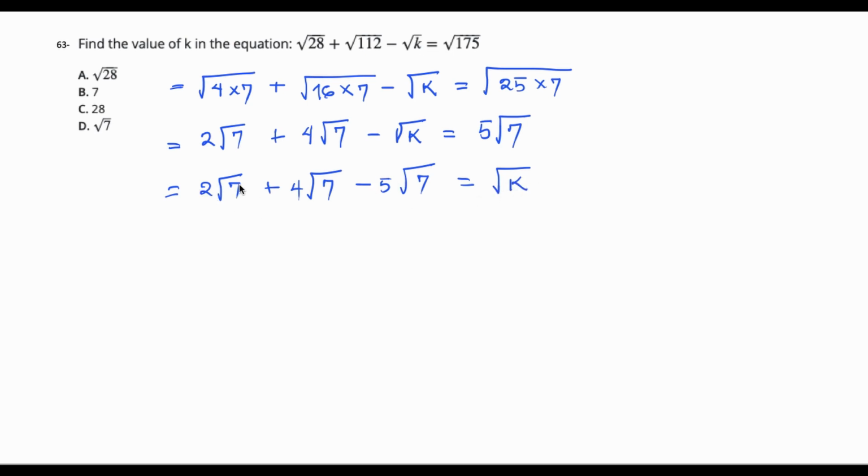So if we combine all this, when you combine surds such as this, you can simply combine the outer numbers here. So 2 plus 4 is 6, and 6 minus 5 is equal to 1. So this is the same as saying root 7 is equal to root k. So if we find the square of both sides, the square root cancels out the square root here, and we have that k is equal to 7. So our answer here is B.